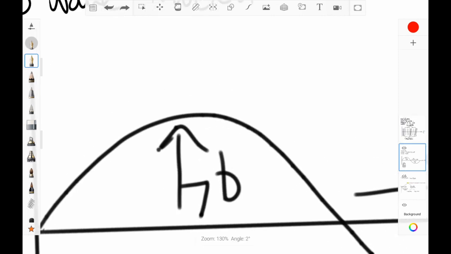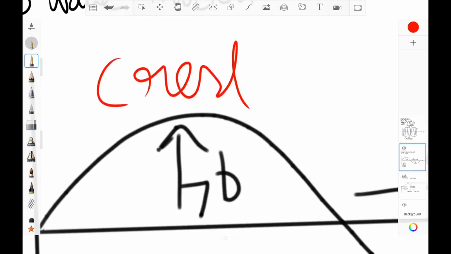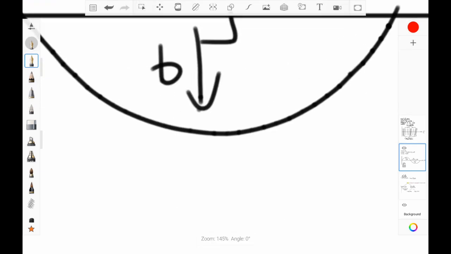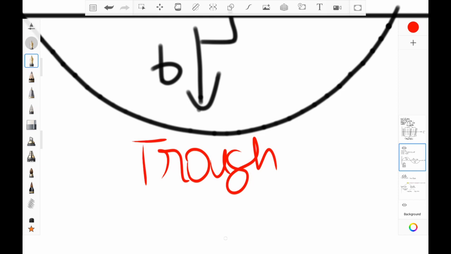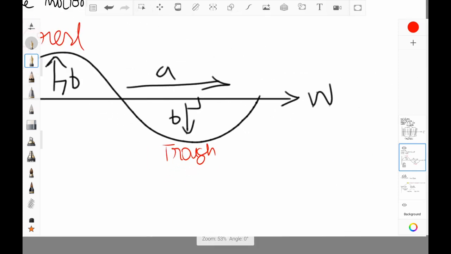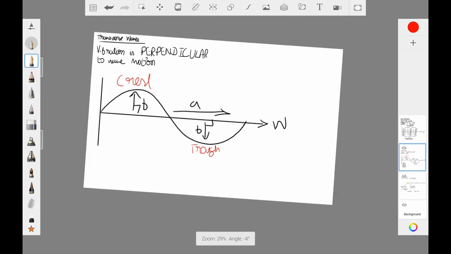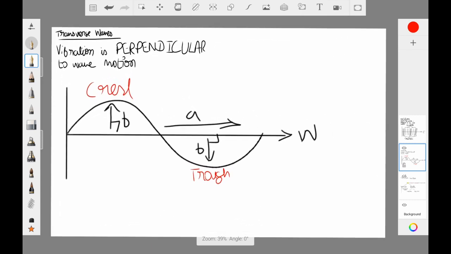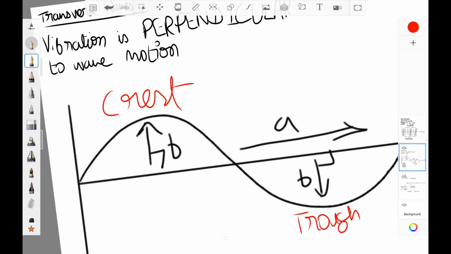Right, as I was saying, this guy right here is called a crest, and this is called a trough. Let me just double check the spelling. Right, yeah, the spelling is right. It's not a good look that I have to look it up, it's fine. So you have crests and troughs.